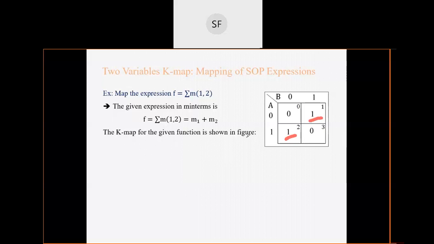So I hope this mapping concept is clear to you. What you have to do is first draw the K map. This is the representation of a two variable K map, which is very easy because there are only four cells and you just have to map them there. So this process is called mapping. What you have done is map the min terms on the K map, the min terms that were in your function.